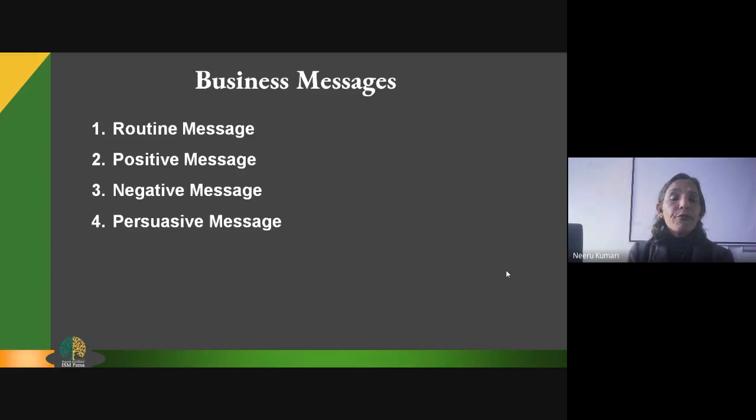So there is no fixed schedule, or you cannot say that every day these are the number of messages that I have to share, or these are the number of messages that I'm going to deliver. It depends on the requirement of the organization, the requirement of the institution, and the requirement even of the department.